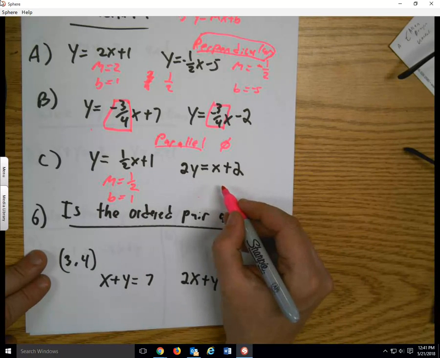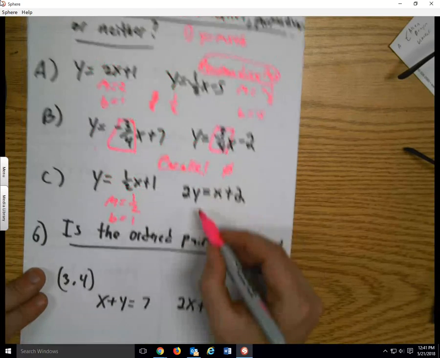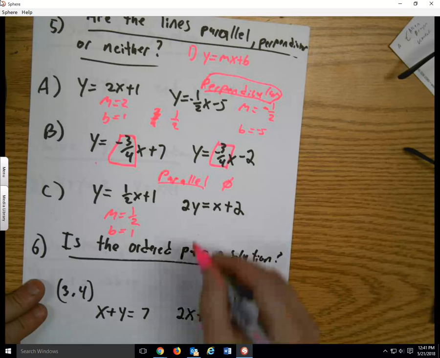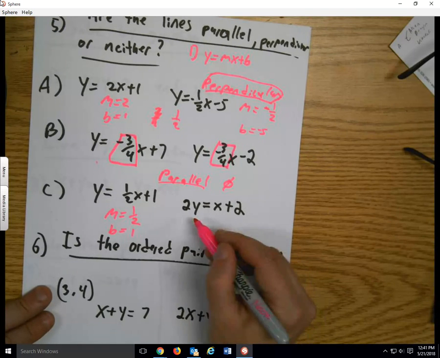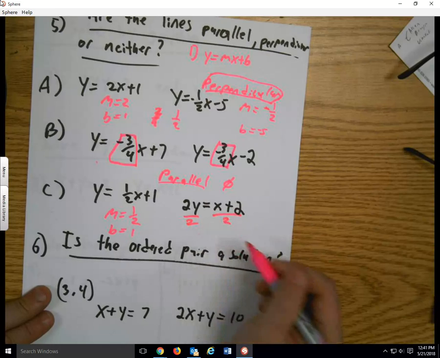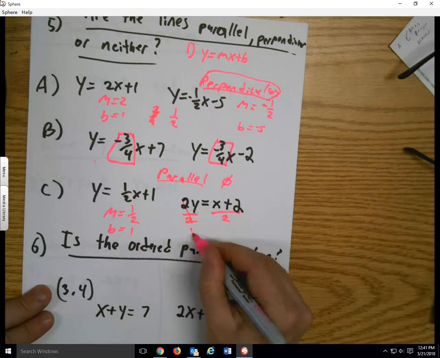The reason we don't know it is we don't have the y by itself. It's not in that form of y equals mx plus b, the slope-intercept form. So in order to do that, we have to get the y by itself, and we do that by dividing both sides by 2. Every now and again, you have to do a little bit of work.